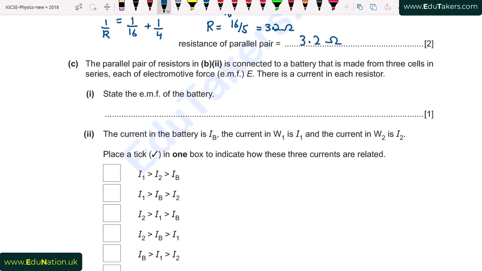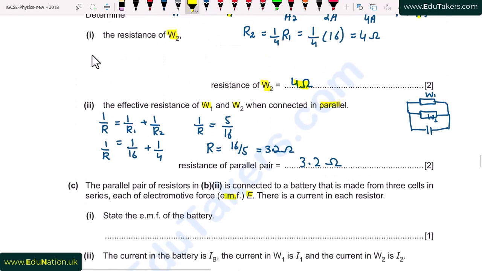Part C. The parallel pair of resistors in part B2 is connected to a battery that is made from 3 cells in series. Each has electromotive force EMF E. There is a current in the resistor. Part 1. State the EMF of the battery.